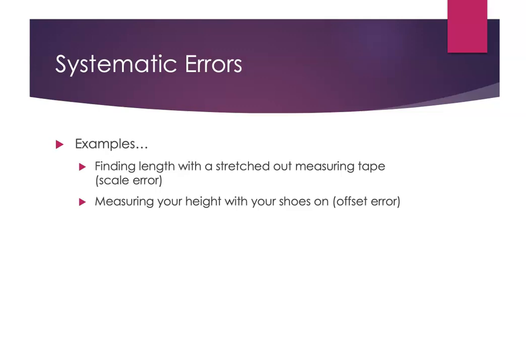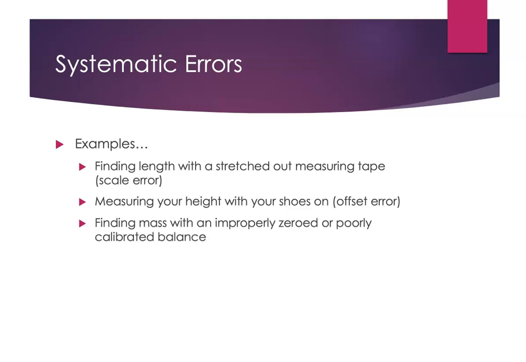Or maybe I need to measure my height, but I wore my shoes. That's going to give me an offset error. I'm going to get consistently height measurements that are too large because I've got my shoes on. Another example is I'm trying to find the mass of a sample on a balance, but I either didn't zero the balance correctly, or I didn't calibrate the balance, or maybe the sample was held in another container and I didn't account for the mass of that. So we can have different offset errors here as well. But these are systematic errors, and I can predict, this particular error will make my mass too big, and this would make it too small, etc.